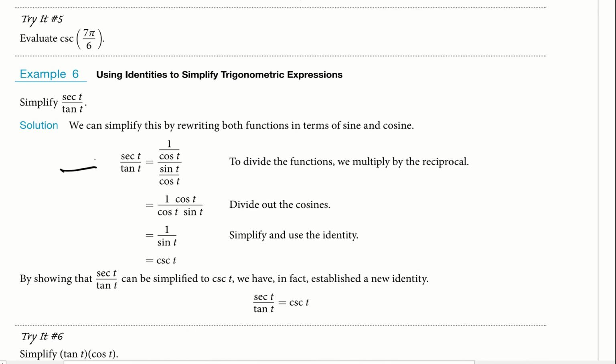Notice here that when we simplify expressions, it's a good idea to get everything in terms of sine and cosine so that everything can be crossed out. So notice these cosines cancel. That's okay. So that you get 1 over sine, which is actually cosecant. So anytime your book says we've established a new identity, don't worry about that. I'll let you know which identities you need to remember.